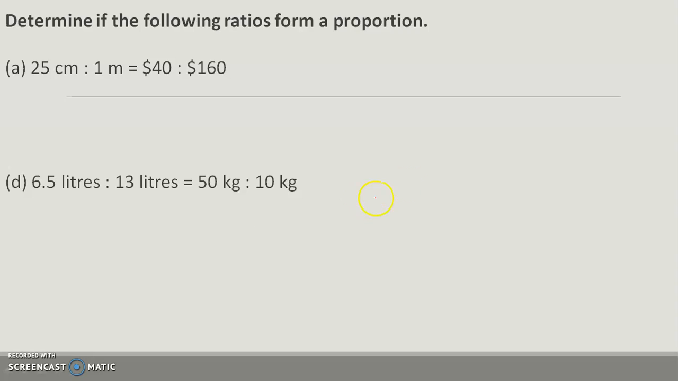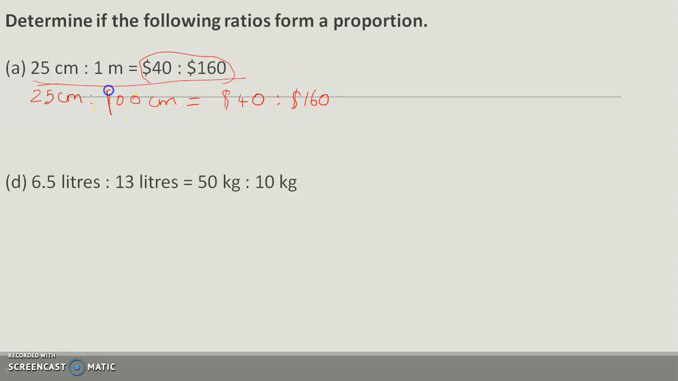Then determine if the following form a proportion or not. First thing is to check whether the units are the same. Here the units are the same. Here what about this? No. So let me convert everything into centimeter. 1 meter is equal to 100 centimeter. This I don't need to change. It will be written as it is, 40 and 160.